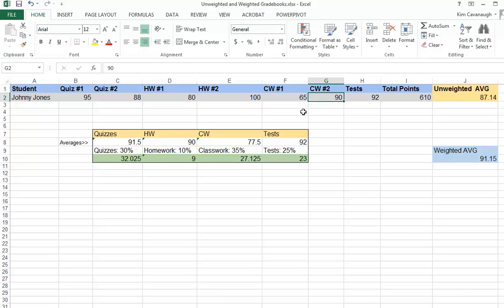So weighting basically determines how much of the final score belongs to each category within the gradebook. You calculate that by determining the average of each category, multiplying times the percentage of the weight, and that ends up with a final weighted average for this gradebook.